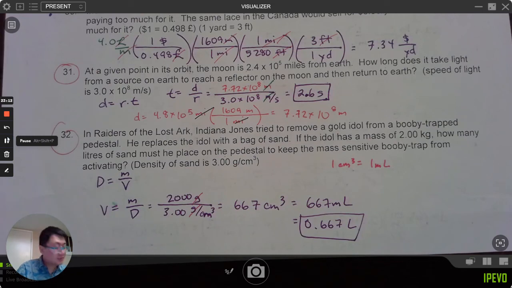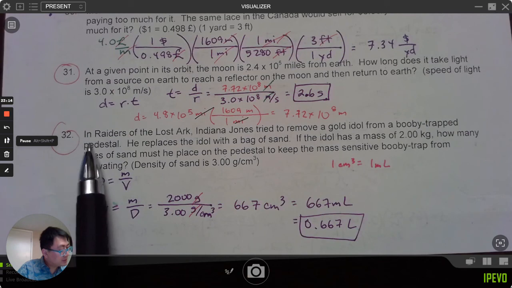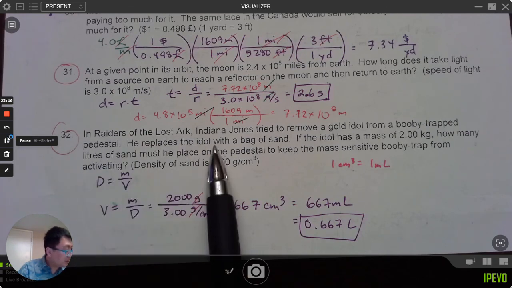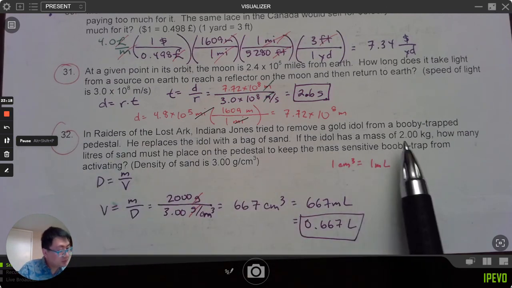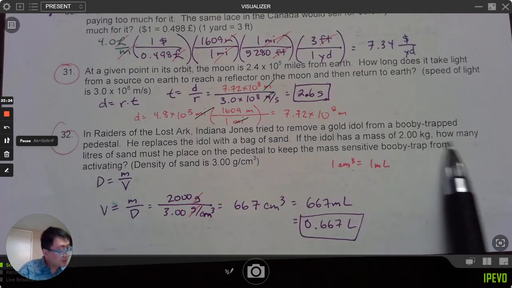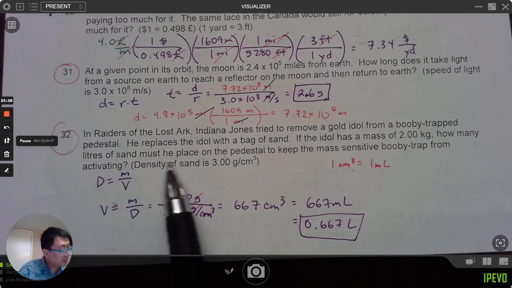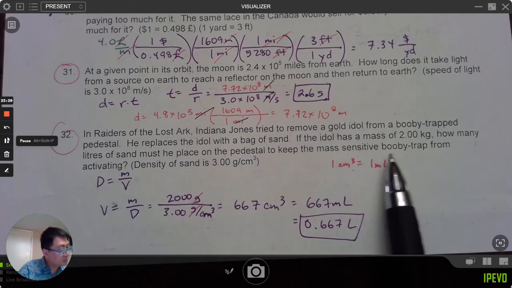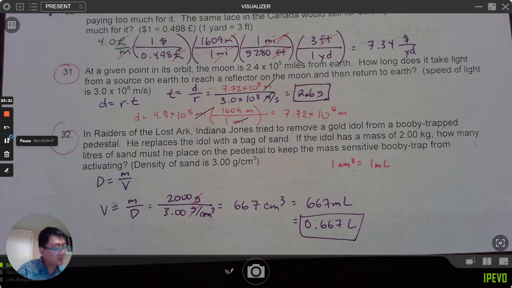Question 32, last one. In Raiders of the Lost Ark, Indiana Jones tries to remove a gold idol from a booby-trapped pedestal. He replaces the idol with a bag of sand. If the idol has a mass of 2 kilograms, how many liters of sand must he place on the pedestal to keep the mass-sensitive booby trap from activating? The density of sand is 3 grams per cubic centimeter.